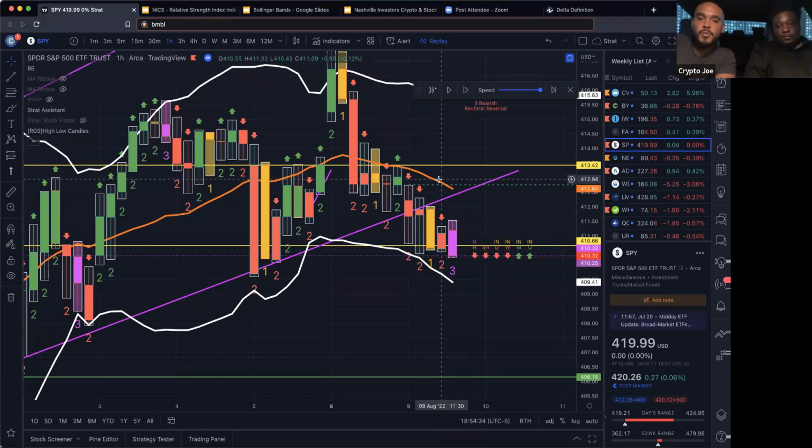So you've got 1s, which are inside bars. They're contained within the previous candle. You have 2s, which are directional. They're either moving up or down. The range is moving itself. And you have 3s. The range has expanded beyond the range of the previous candle.